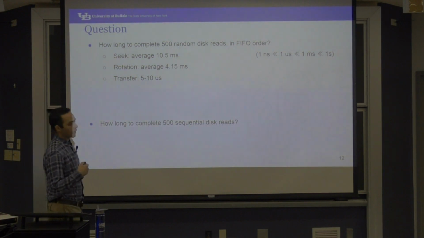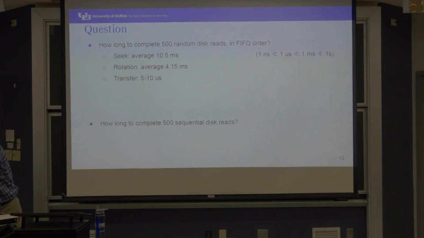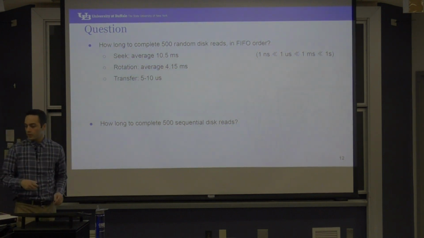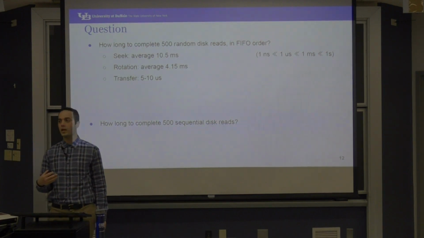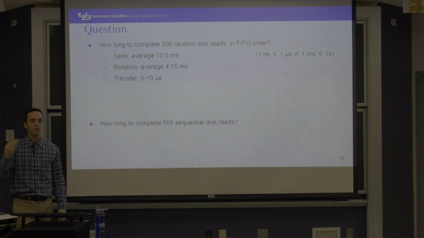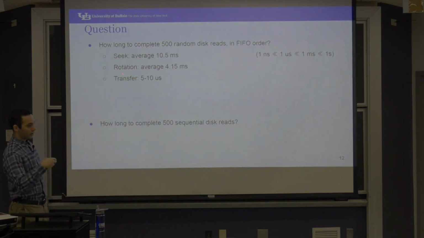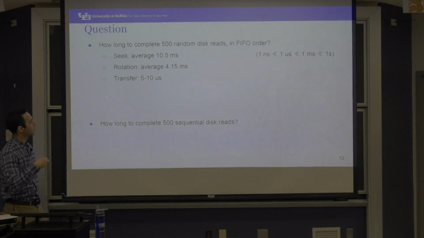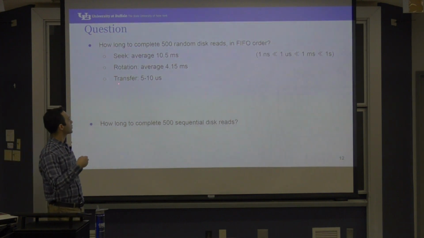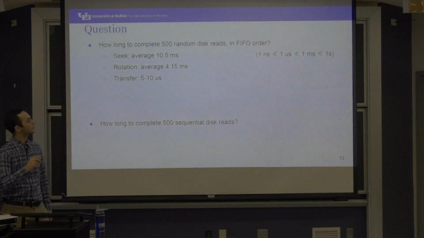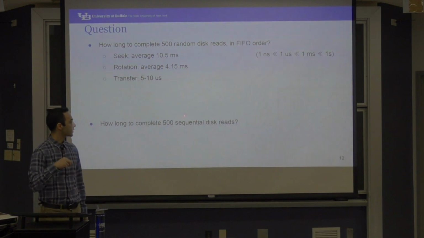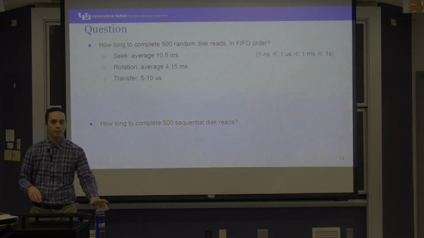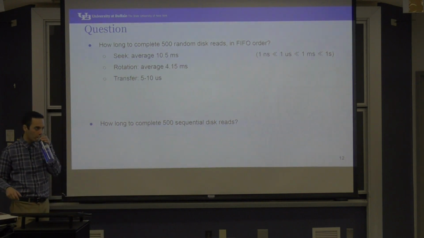So this is an example. How long to complete 500 random disk reads in FIFO order? A couple of numbers here. And how long to complete 500 sequential disk reads? What is the difference, and how to calculate that? Just give it a minute, think about it. You have been given the seek time, an average seek time, an average rotational time, and then the transfer time for each sector. And then it's asking for 500 random disk reads and sequential disk reads. Give it a minute. Think about it.